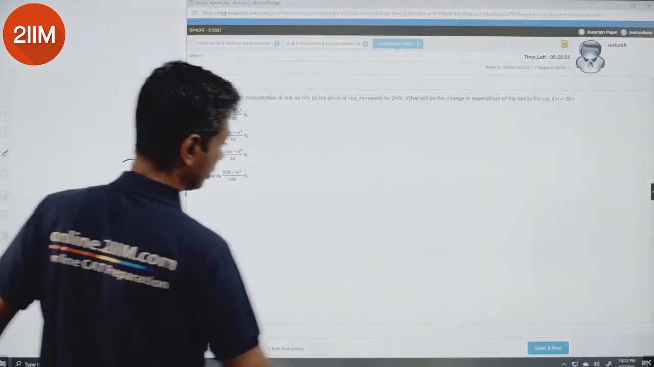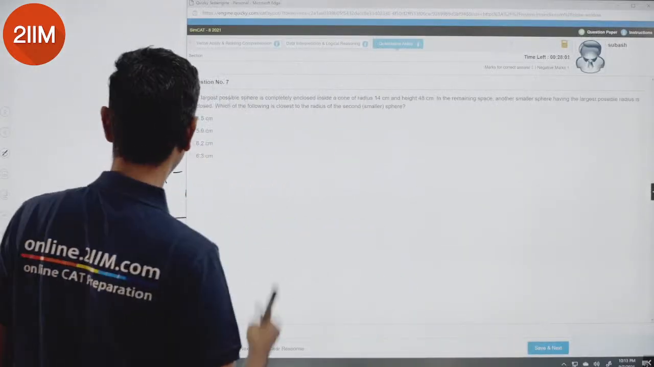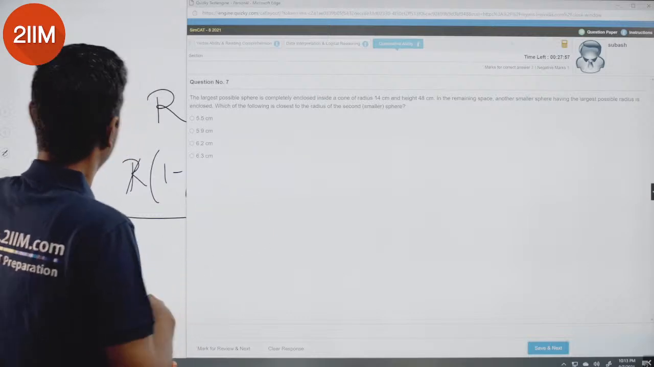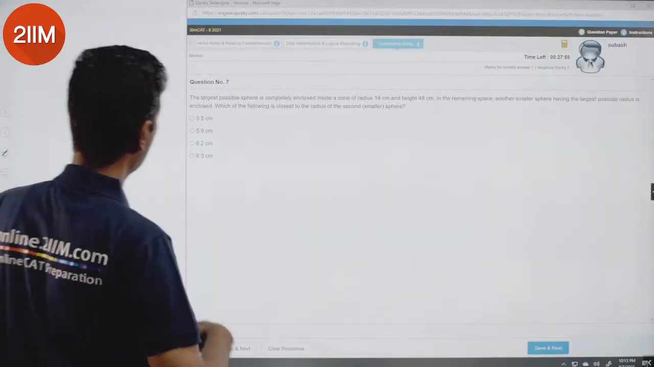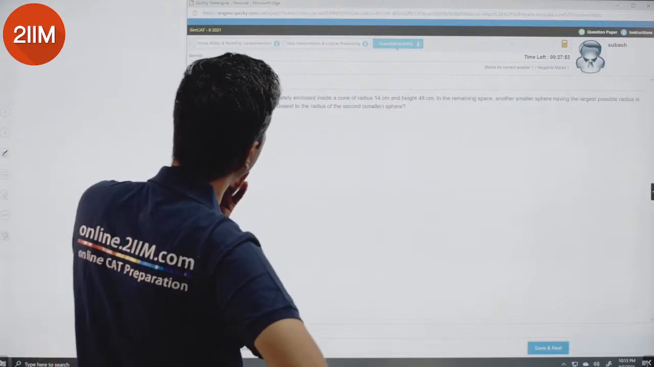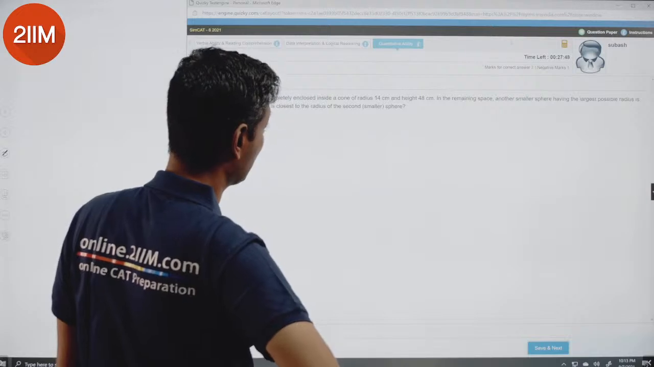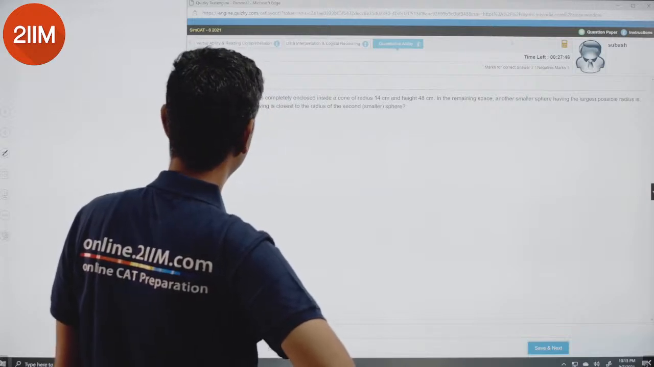Yep, I hope this is right. I'm going to go to the next one. How am I doing on time? Time is little slow, but I can still catch up. The largest possible sphere is completely enclosed inside a cone of radius 2014 and height 48. The remaining space, another smaller sphere having the largest possible radius is closest. No, I'm not doing this.